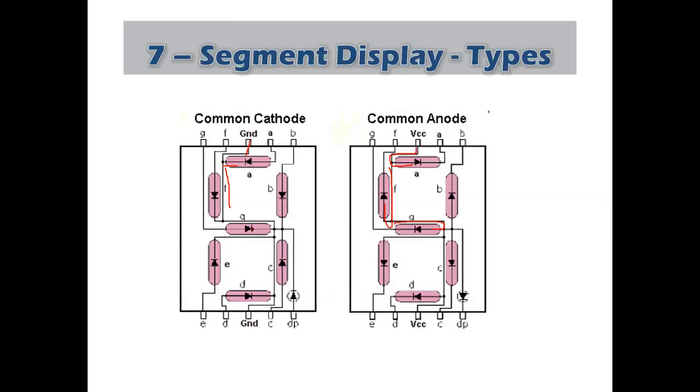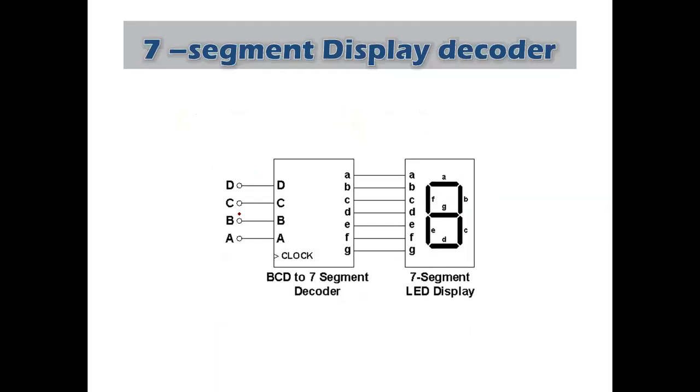So we have 7 different segments here, and to light up these segments, the terminal outputs are given here: A, B, C, D, E, F. Using that I can connect my drivers here. So this is the 7 segment display decoder. I have the inputs here: A, B, C, D.